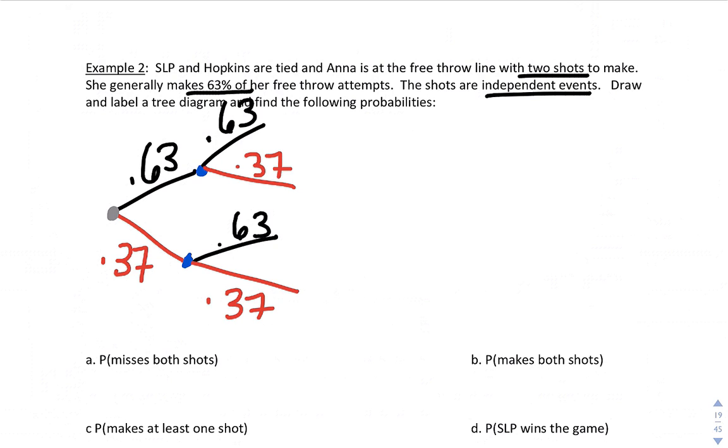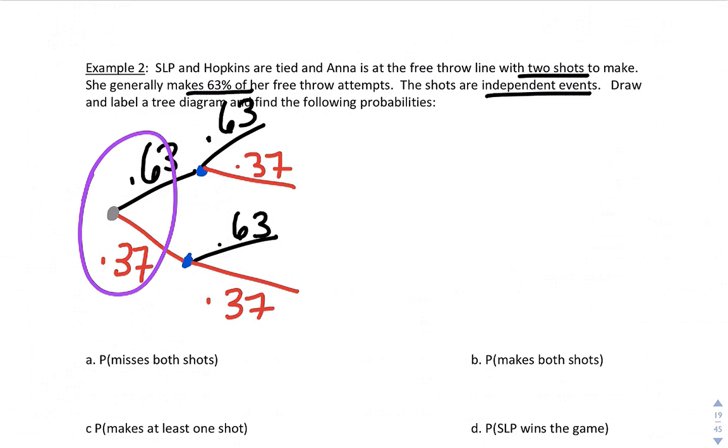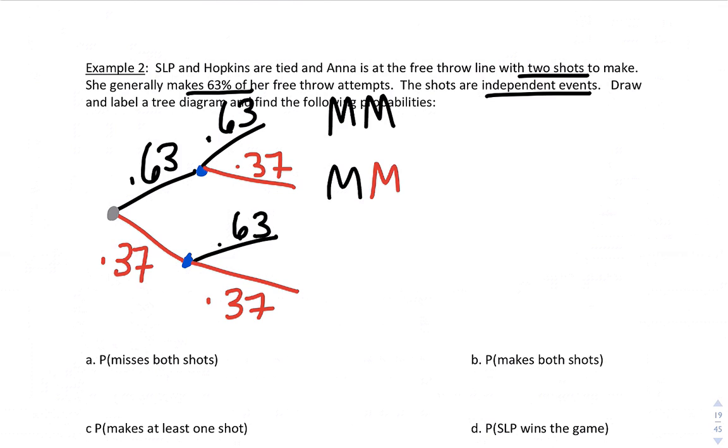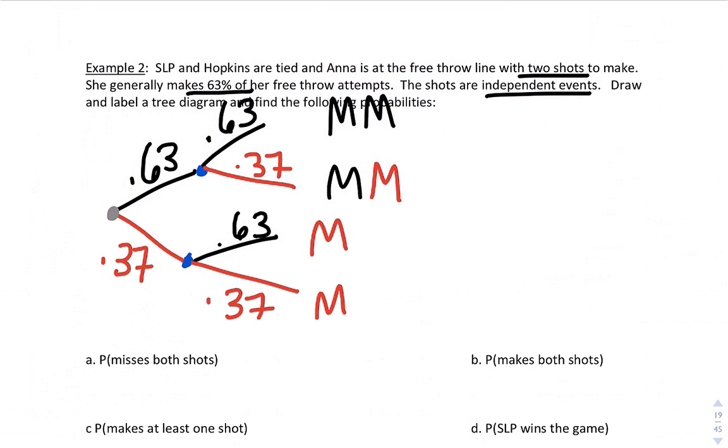Notice a few things. Number 1, if they come off the same dot, they add to 1. These add to 1, these add to 1, these add to 1. So if they come off the same dot, they add to 1. And then the probability of these: here's that she makes it twice. Here's that she makes it, but then she misses it. Here's that she misses it once. Here she misses it twice.